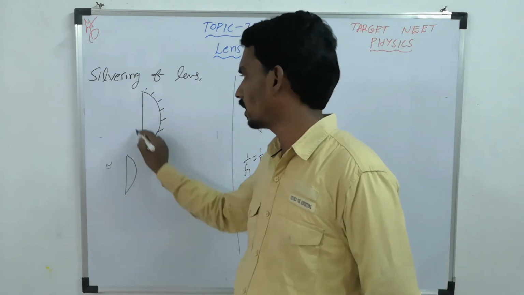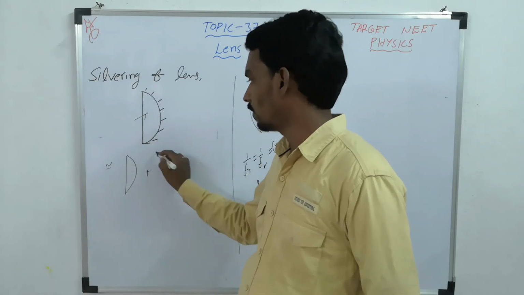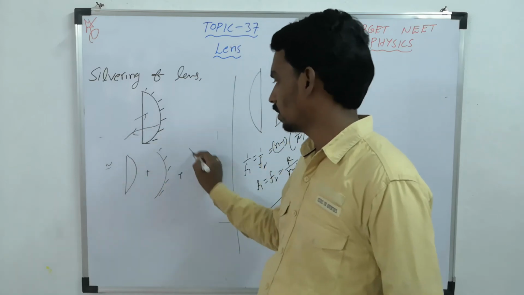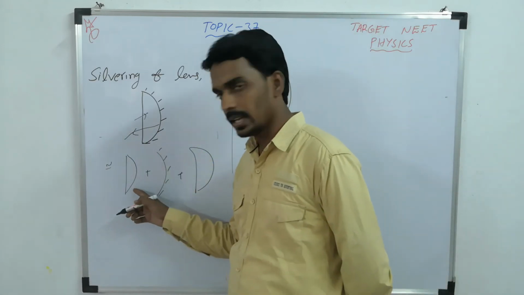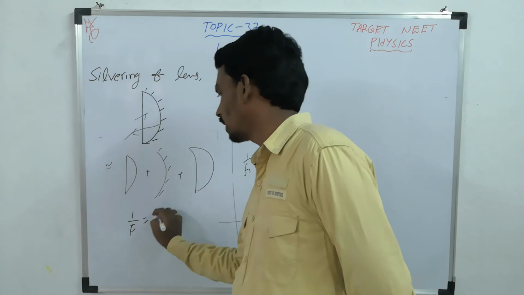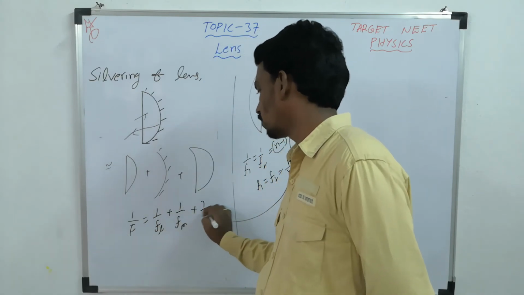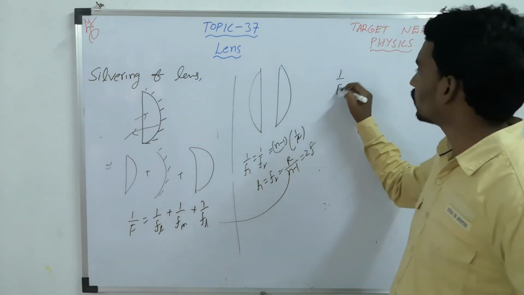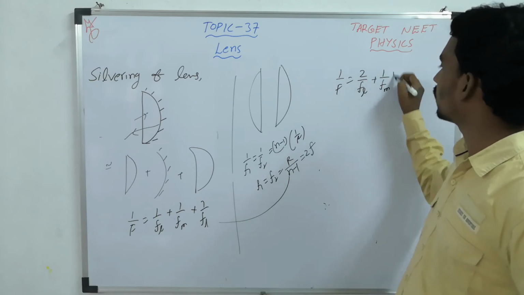But the whole combination you can take like this. First the ray undergoes refraction, then it reflects from the mirror, then again it comes back, so it undergoes refraction. It is a combination of lens, mirror and lens. So the resultant focal length is 1 by lens plus 1 by mirror plus 1 by lens. So that the resultant focal length will become 2 by FL plus 1 by FM.